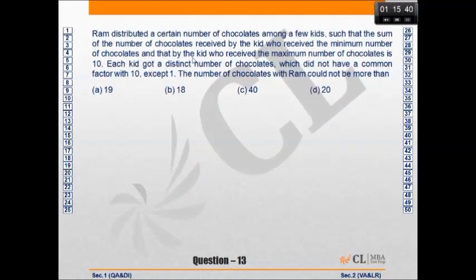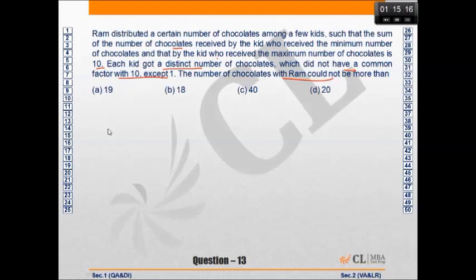Ram distributed a certain number of chocolates among a few kids, such that the sum of the number of chocolates received by the kid who received the minimum and the kid who received the maximum is 10. Minimum plus maximum is 10. Each kid got a distinct number of chocolates which did not have a common factor with 10 except 1. The number of chocolates with Ram could not be... So, what is the maximum number of chocolates we want to find?